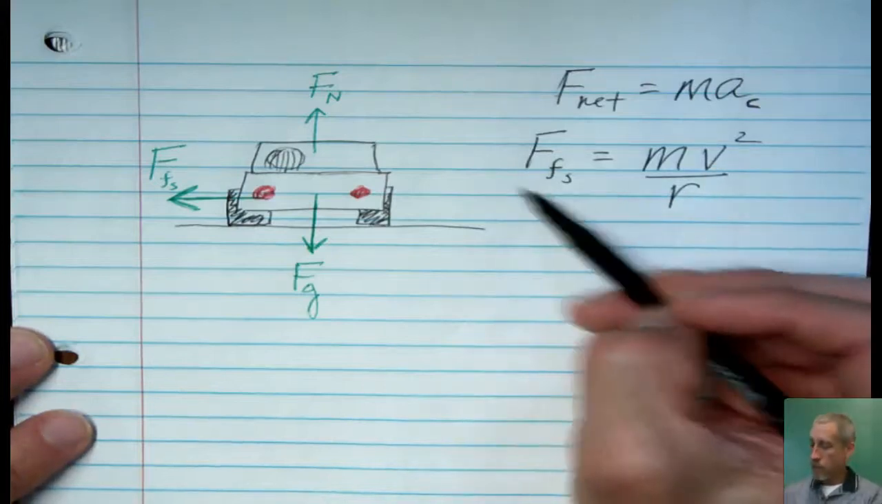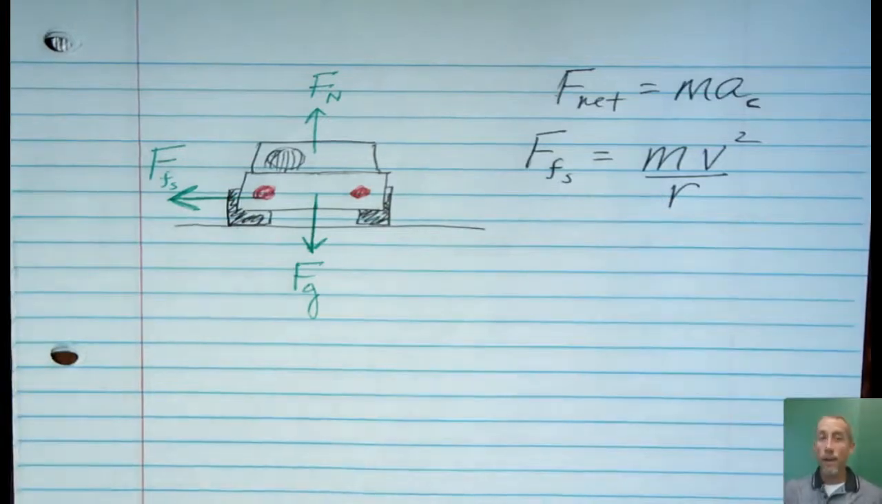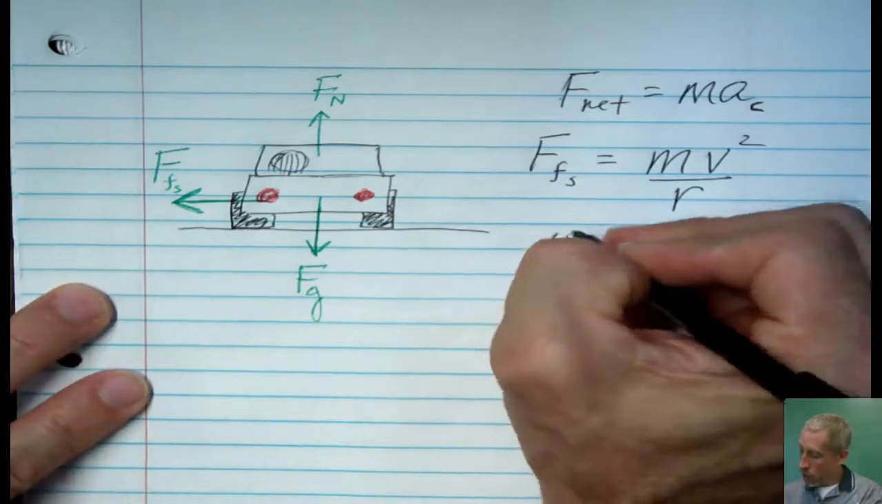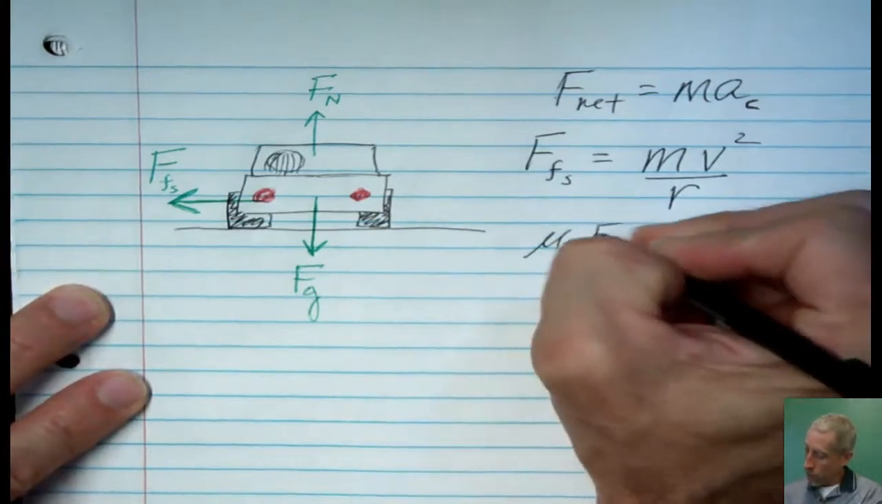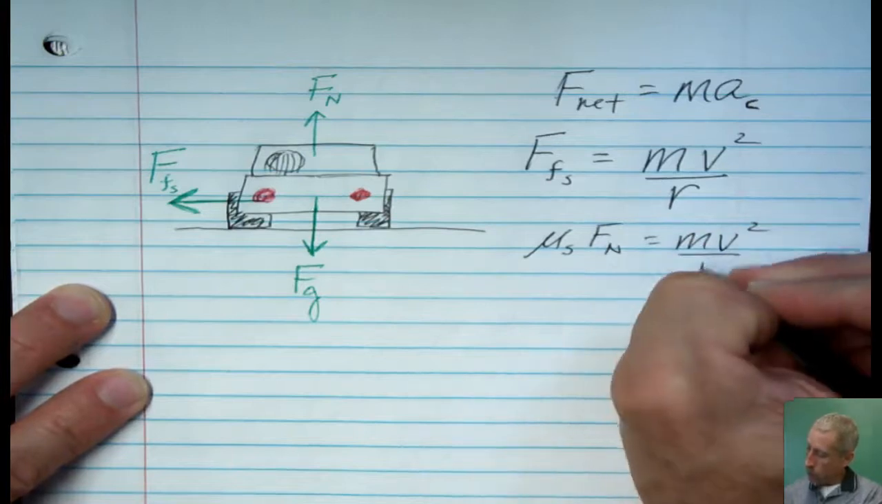So now, what is the friction force? Well, the static friction force is almost always less than mu times the normal force. But because we're looking for the critical speed, that means the very highest speed you can go. That means we need the highest friction that we can have. This is the perfect time to use the expression mu times the normal force. And that's mv squared over r.